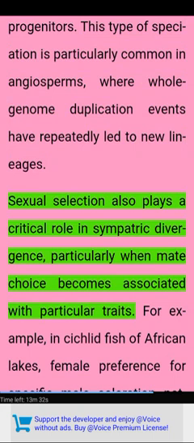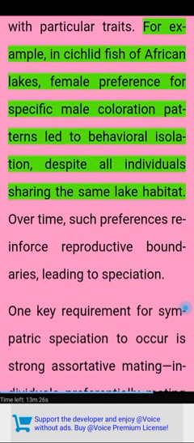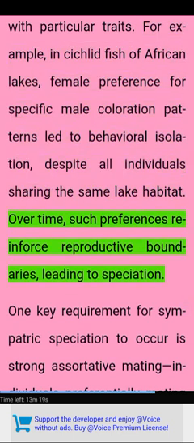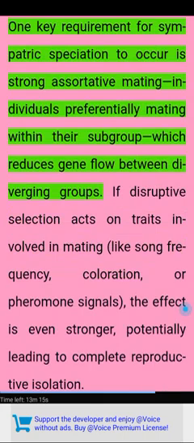Sexual selection also plays a critical role in sympatric divergence, particularly when mate choice becomes associated with particular traits. For example, in cichlid fish of African lakes, female preference for specific male coloration patterns led to behavioral isolation, despite all individuals sharing the same lake habitat. Over time, such preferences reinforce reproductive boundaries, leading to speciation.